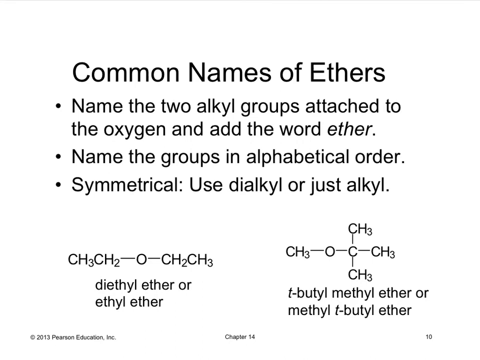In terms of common names of ethers, essentially you name the two alkyl groups attached to the oxygen and then add the word ether. You name the groups in alphabetical order, and if it's symmetrical, you use the prefix di, so if it's an alkyl, it'll be dialkyl. So here are examples. Here's diethyl ether, or ethyl ether. This is a tert-butyl, and this is a methyl group, so alphabetically it would be tert-butyl methyl ether, or methyl tert-butyl ether.